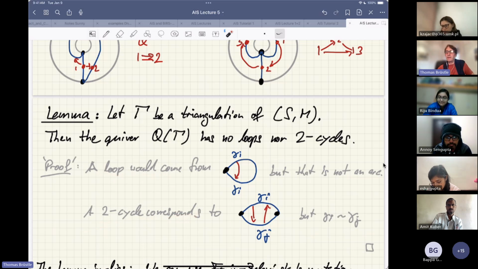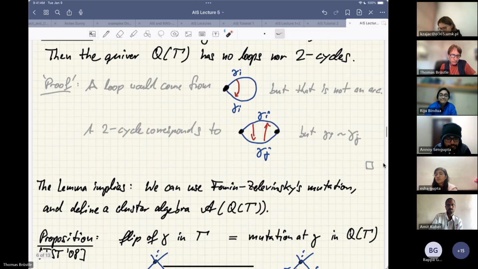We can define a cluster algebra now. Given a triangulation of a surface, we can define a cluster algebra using that quiver. That's what we do. Okay, fine. Now, this implies we can use the Fomin-Zelevinsky notation to define a cluster algebra. Let's call this cluster algebra A of that quiver.